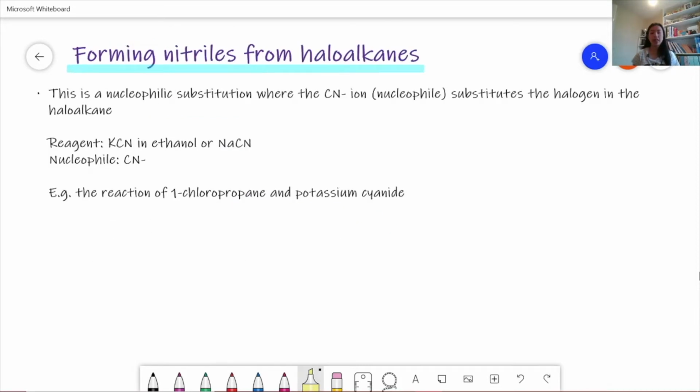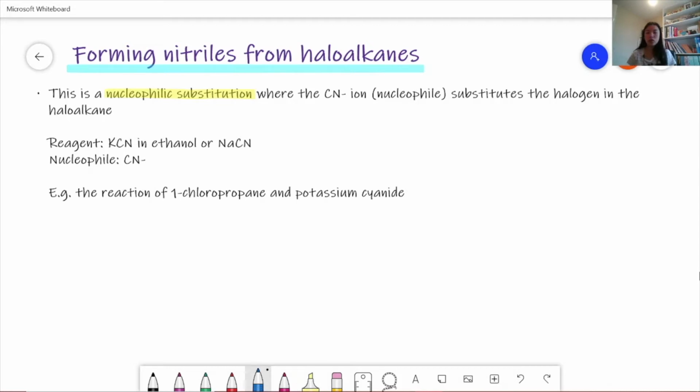So the first reaction we're going to look at is forming nitriles from haloalkanes. And this is a nucleophilic substitution reaction, where CN- will act as a nucleophile, and this will substitute the halogen in the haloalkane. So the reagent we use is potassium cyanide in ethanol or sodium cyanide. And so the nucleophile acting is the CN-. And so we're going to look at the reaction of 1-chloropropane and potassium cyanide.